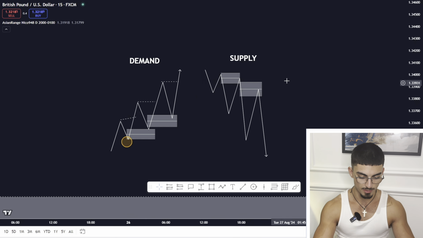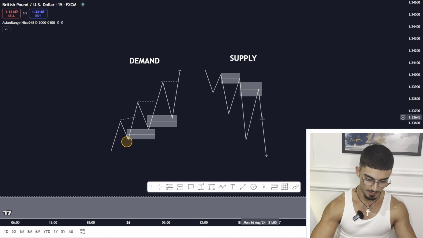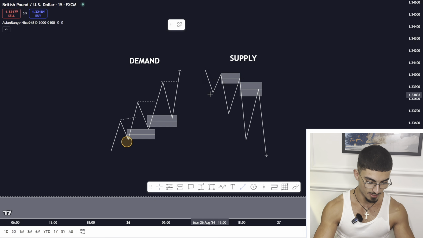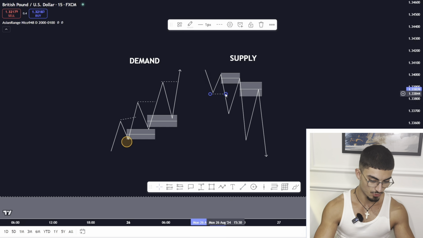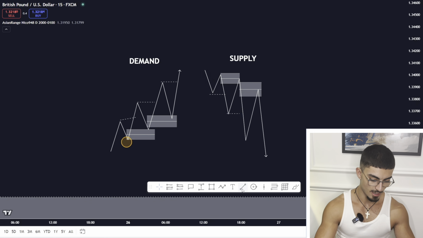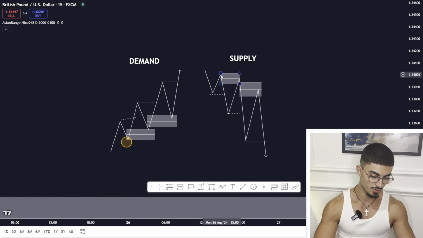Okay, and also for supply zones, it's the exact same thing. You'll see here that we are in a downtrend, and as the market is forming lower highs and lower lows, you are going to be left with supply zones every time you break structure to the downside this time. So as you can see right here, break of structure to the downside, break of structure to the downside, and a break of structure to the downside right here. Okay, and every time this happens, you are leaving a supply zone. So as you can see, a supply zone is made right here.